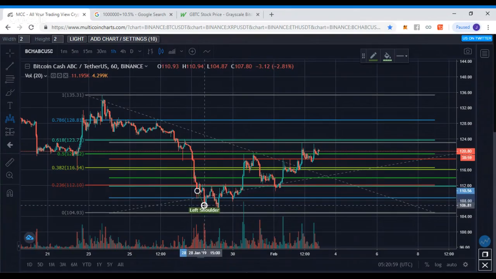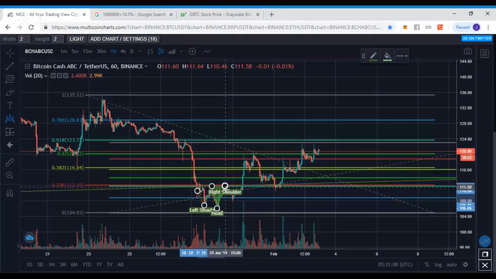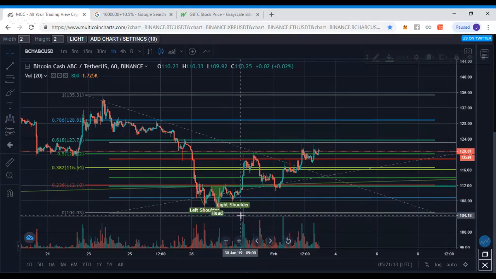So this is the left shoulder. This is the head. And this is the right shoulder. And we have our retest. And then look at the trend line. We see how we came down, smacked the trend line almost perfectly and bounced off it.